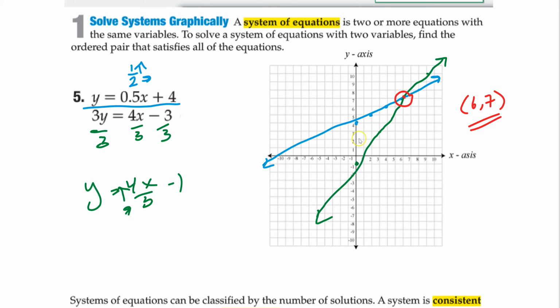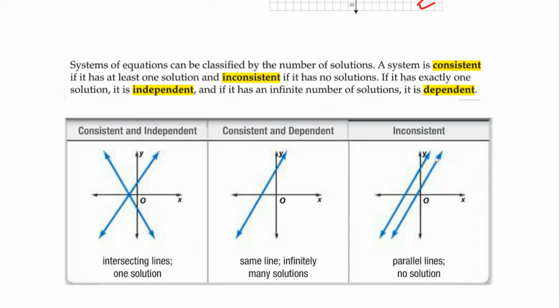Now with that in mind, so we can see that they cross and we have a solution. Sometimes we graph and we have no solution, when they don't cross and they're parallel, and sometimes we graph and they're actually the same line. So all those things have very specific names. That's what the next part is.